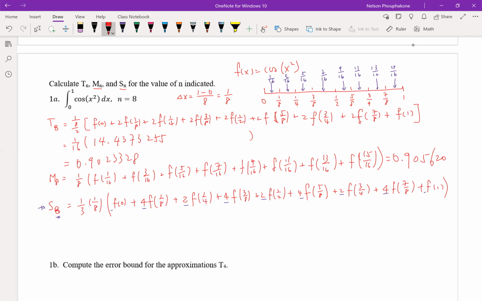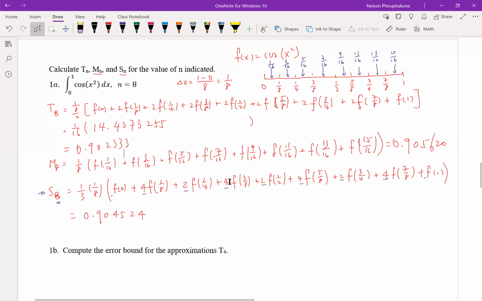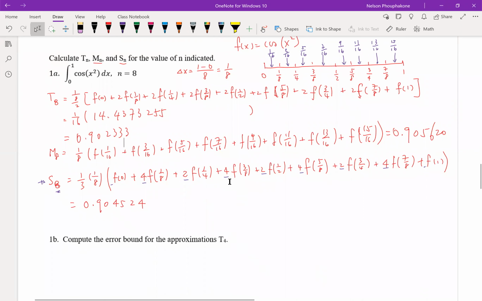Then now, use a calculator to see what we have. Okay, so the answer from the calculator is 0.904524. Maybe just use 6 decimal places then. So that's it. So this is how we work with the approximations.